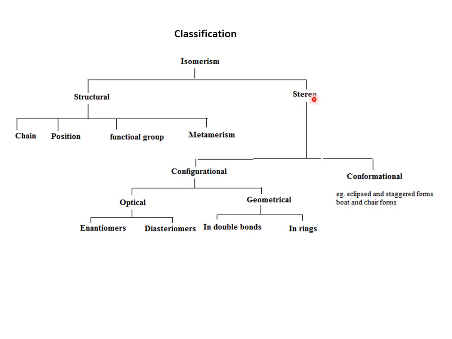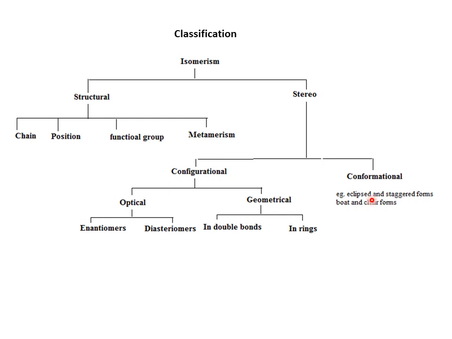Stereoisomerism can be divided into configurational isomerism and conformational isomerism. Conformational isomerism is somewhat unstable, whereas configurational isomerism is somewhat stable. For example, an example for conformational isomerism is the eclipsed and staggered forms of ethane.